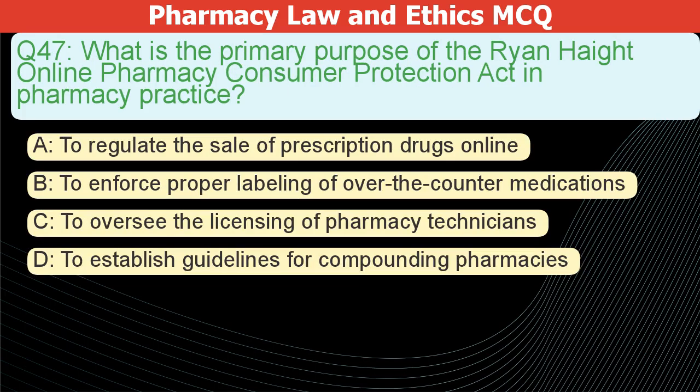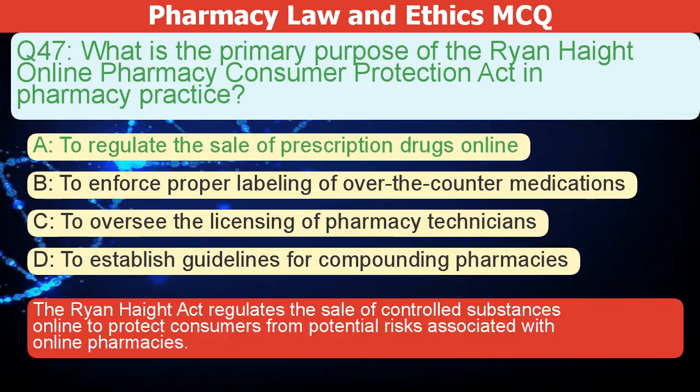What is the primary purpose of the Ryan-Haight Online Pharmacy Consumer Protection Act in pharmacy practice? A. To regulate the sale of prescription drugs online. B. To enforce proper labeling of over-the-counter medications. C. To oversee the licensing of pharmacy technicians. D. To establish guidelines for compounding pharmacies. The correct answer is A. The Ryan-Haight Act regulates the sale of controlled substances online to protect consumers from potential risks associated with online pharmacies.